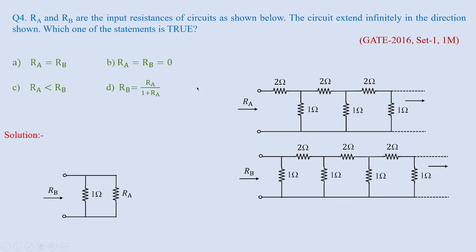So it was a typical question as in GATE 2016 for 1 mark. If at all you have patience, you can easily look into these two circuits or networks and you can get a common relation. Now you have RA parallel to 1, which is the R equivalent of RB. So RB would be equivalent to RA into 1 by 1 plus RA. So option D is the right answer.